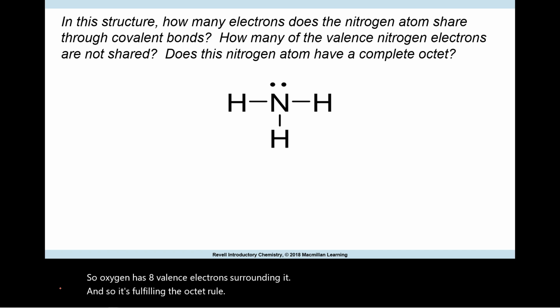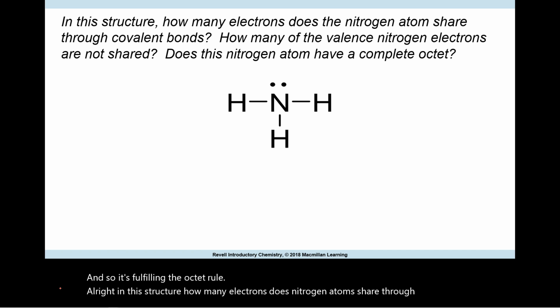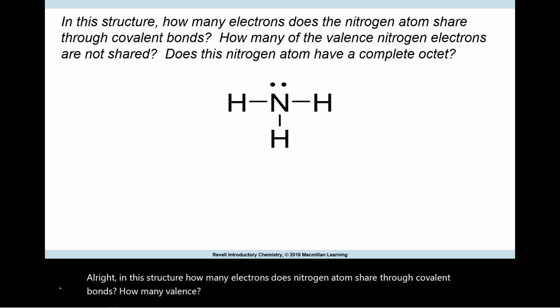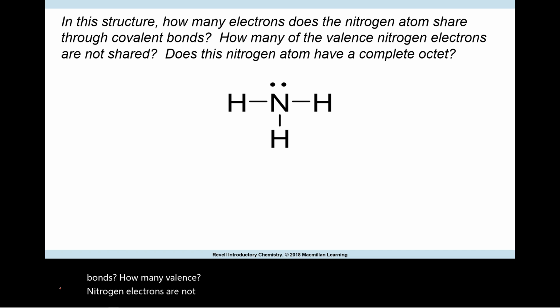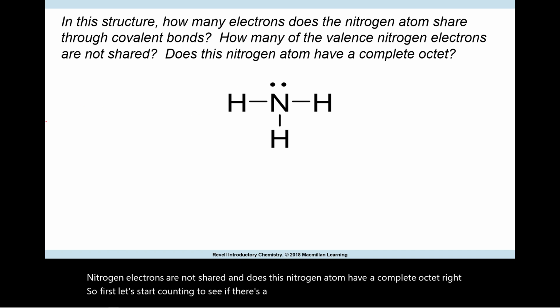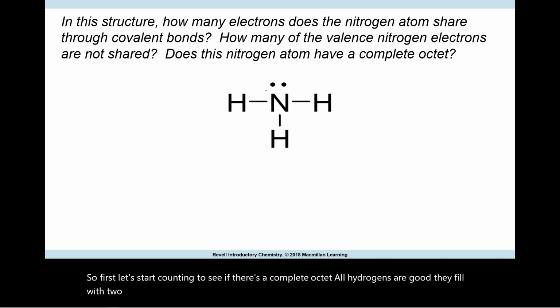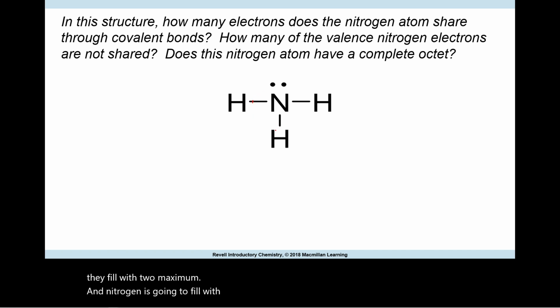All right, in this structure, how many electrons does nitrogen atom share through covalent bonds? How many valence nitrogen electrons are not shared? And does this nitrogen atom have a complete octet? All right, so first let's start counting to see if there's a complete octet. All hydrogens are good. They fill with 2 maximum. And nitrogen's going to fill with 8. I have 2, 4, 6, 8. So nitrogen has completed the octet rule.